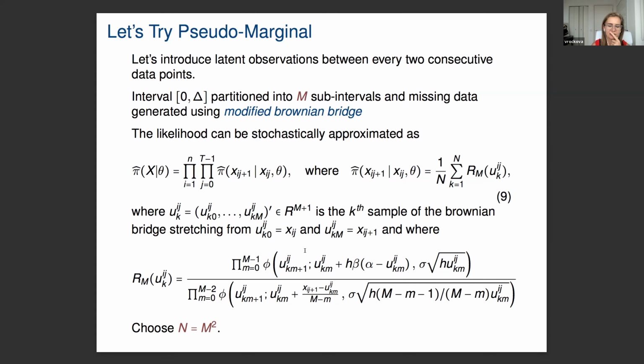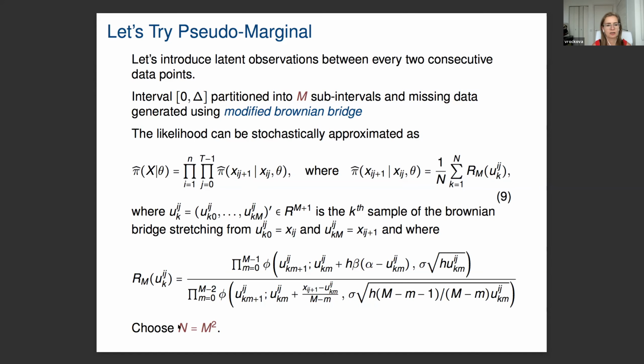The reason why I'm showing these equations is not that I want to explain them, but I want to illustrate that implementation of the pseudo-marginal technique is rather elaborate. One has to choose how many latent variables, because we have the interval in between those observed time points. We need to decide what is going to be the granularity of the latent data. The granularity is m, and n would be the number of samples of these latent variables.